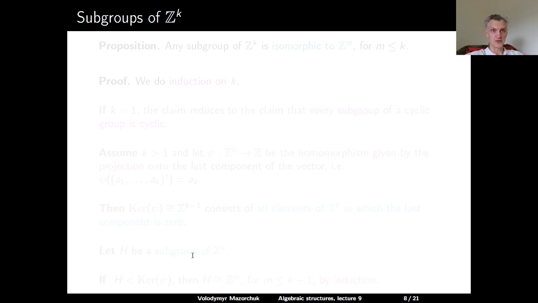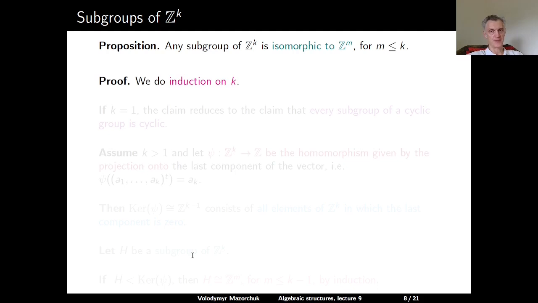In order to understand quotients of Z^k, we need to understand subgroups of Z^k, because that's what we quotient out when we take the quotient. Proposition: any subgroup of Z^k is isomorphic to Z^m for some m less than or equal to k. Proof: let us do induction on k. If k is equal to 1, we are talking about subgroups of Z, the infinite cyclic group. And so the claim just reduces to the claim that every subgroup of a cyclic group is cyclic, which is a straightforward thing to prove using the Euclidean algorithm.